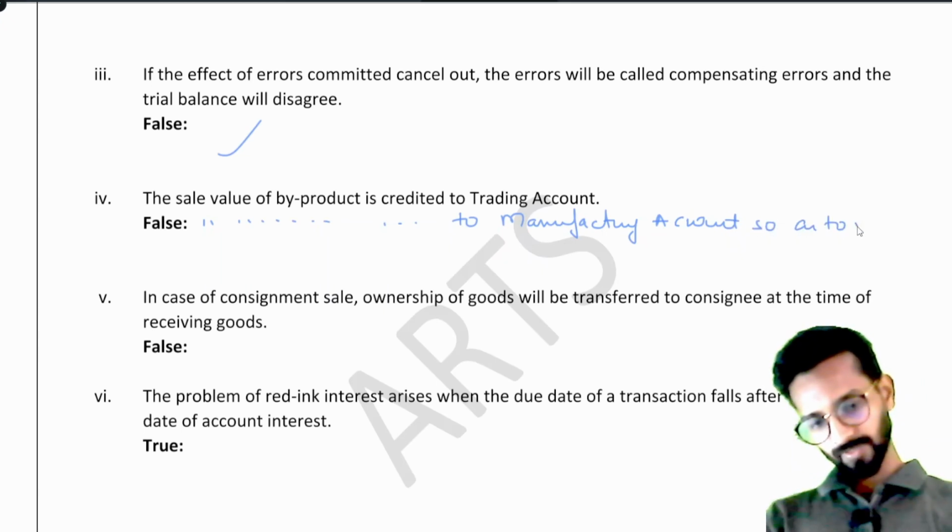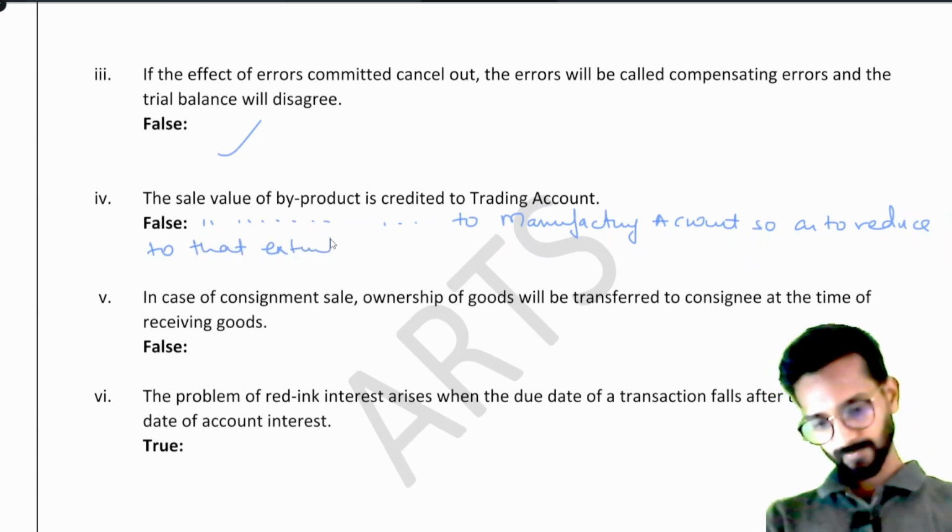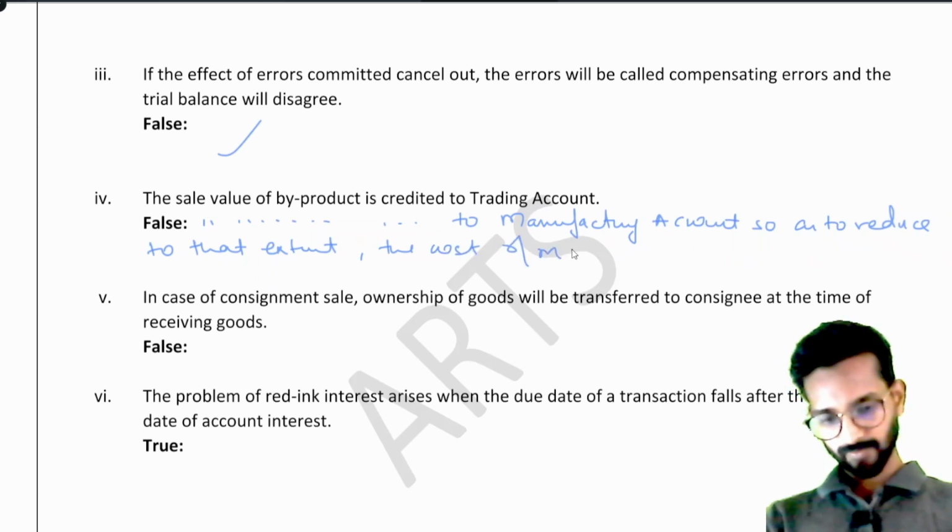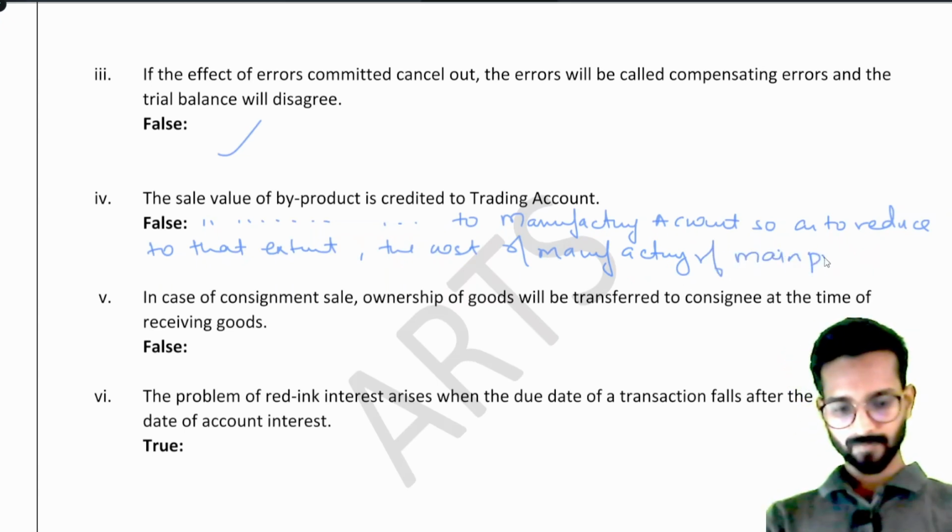So as to reduce to that extent the cost of manufacturing of final product, or you can say the main product.